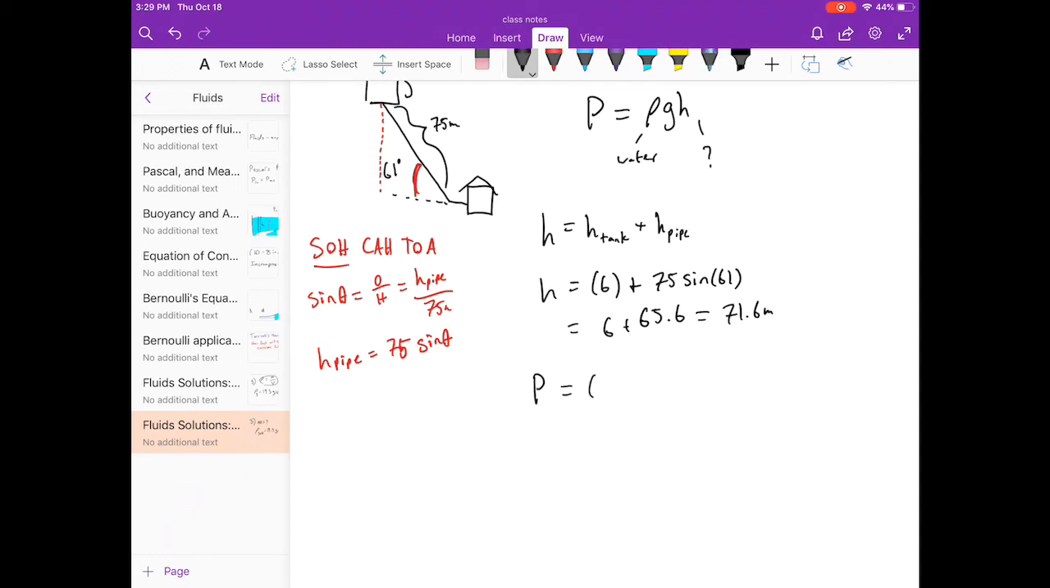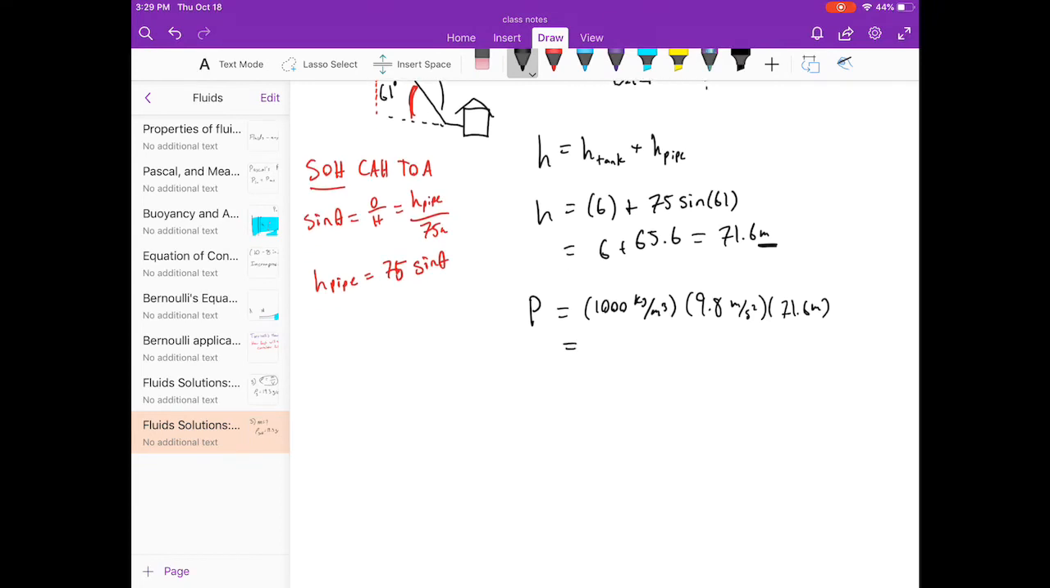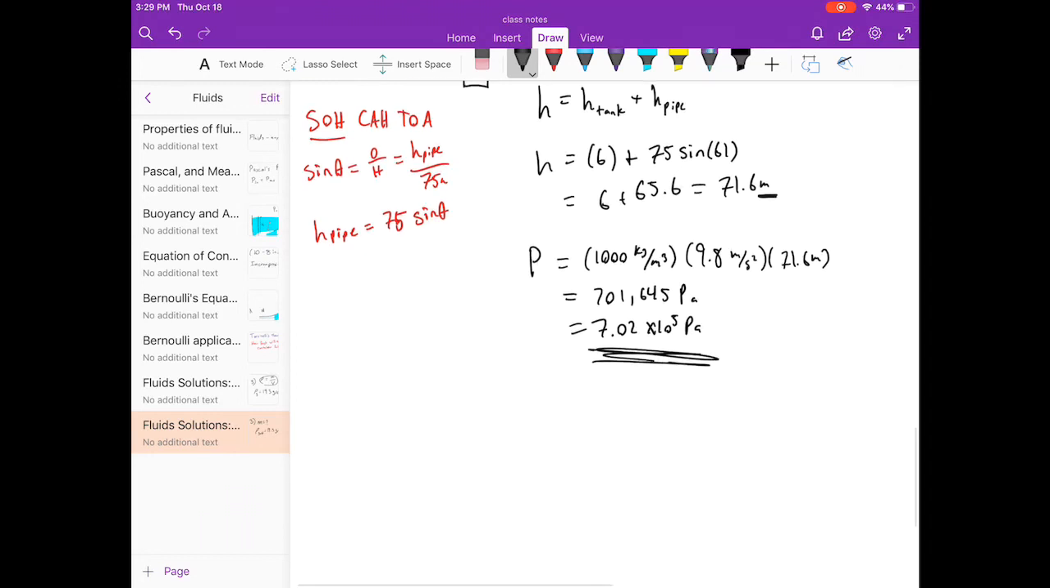Now, for part A, we can plug that into our equation, and our pressure is equal to rho, the density of water, which is 1,000 kilograms per meter cubed. Again, we're using meters here because our height is in meters and gravity is in meters per second squared, times 9.8 meters per second squared, times the height of 71.6 meters, and that gets us a pressure of quite a bit, 701,645 pascals, depending on how you round, or 7.02 times 10 to the 5th pascals. It's quite a bit. That's actually a lot more than atmospheric pressure, over 6 times more, not quite 7. So it's a lot of pressure.